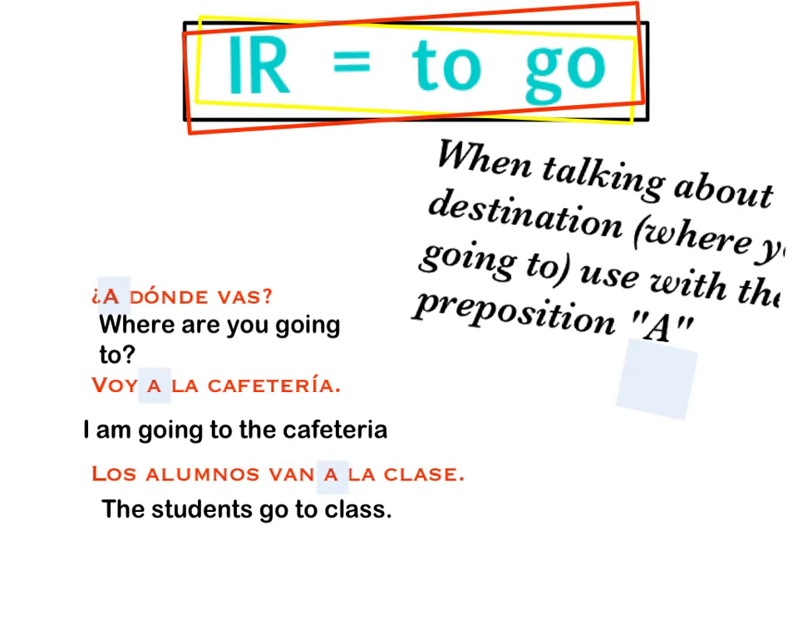Remember that the preposition a means to, and it also means at. So, where are you going to? I am going to the cafeteria. The students go to class. A.